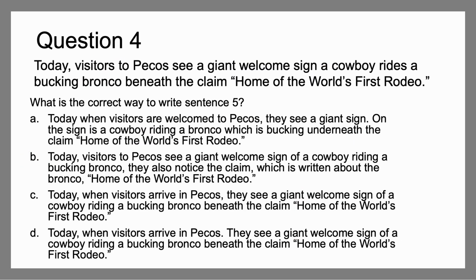All right, question 4. Today, visitors to Pecos see a giant welcome sign. A cowboy rides a bucking bronco beneath the claim, home of the world's first rodeo. What is the correct way to write sentence 5? So go ahead, hit pause, choose your answer, and then come right back and let's see if you're right.